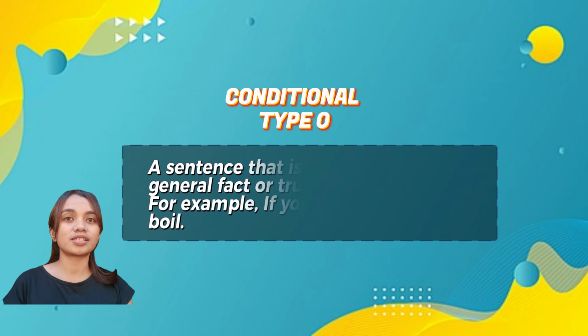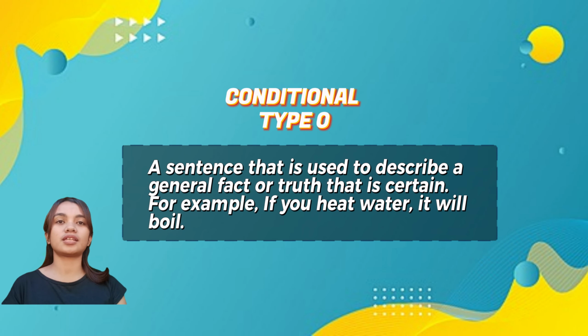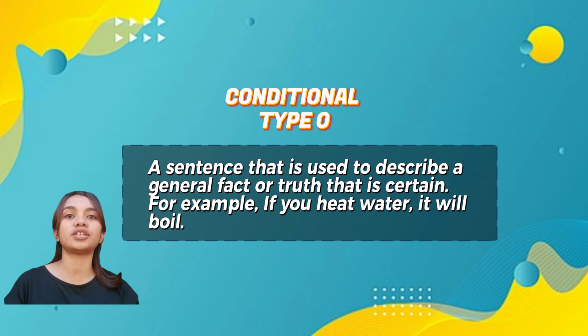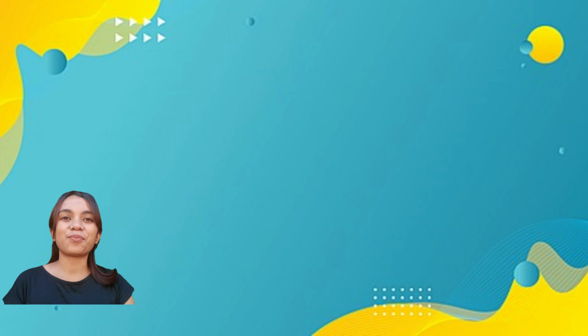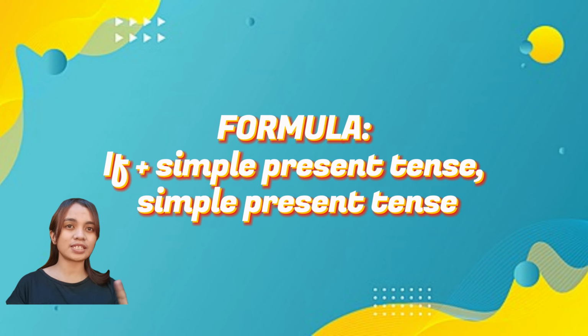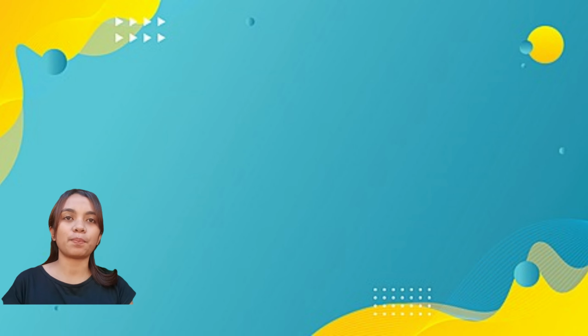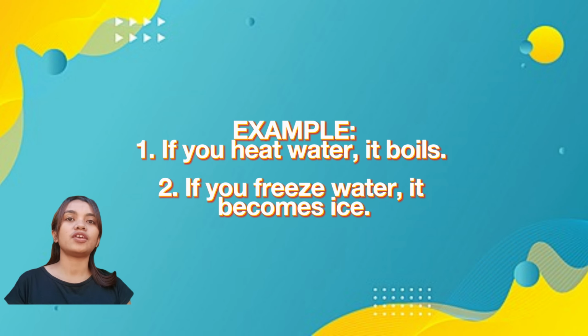So, conditional sentence type 0 is a sentence that is used to describe a general fact or truth that is certain. For example, if you heat water, it will boil. It's bound to happen, right? For this type of conditional, the formula is as follows: if plus simple present tense, simple present tense. For example, in sentence 1, if you heat water, it boils. And sentence 2, if you freeze water, it becomes ice.